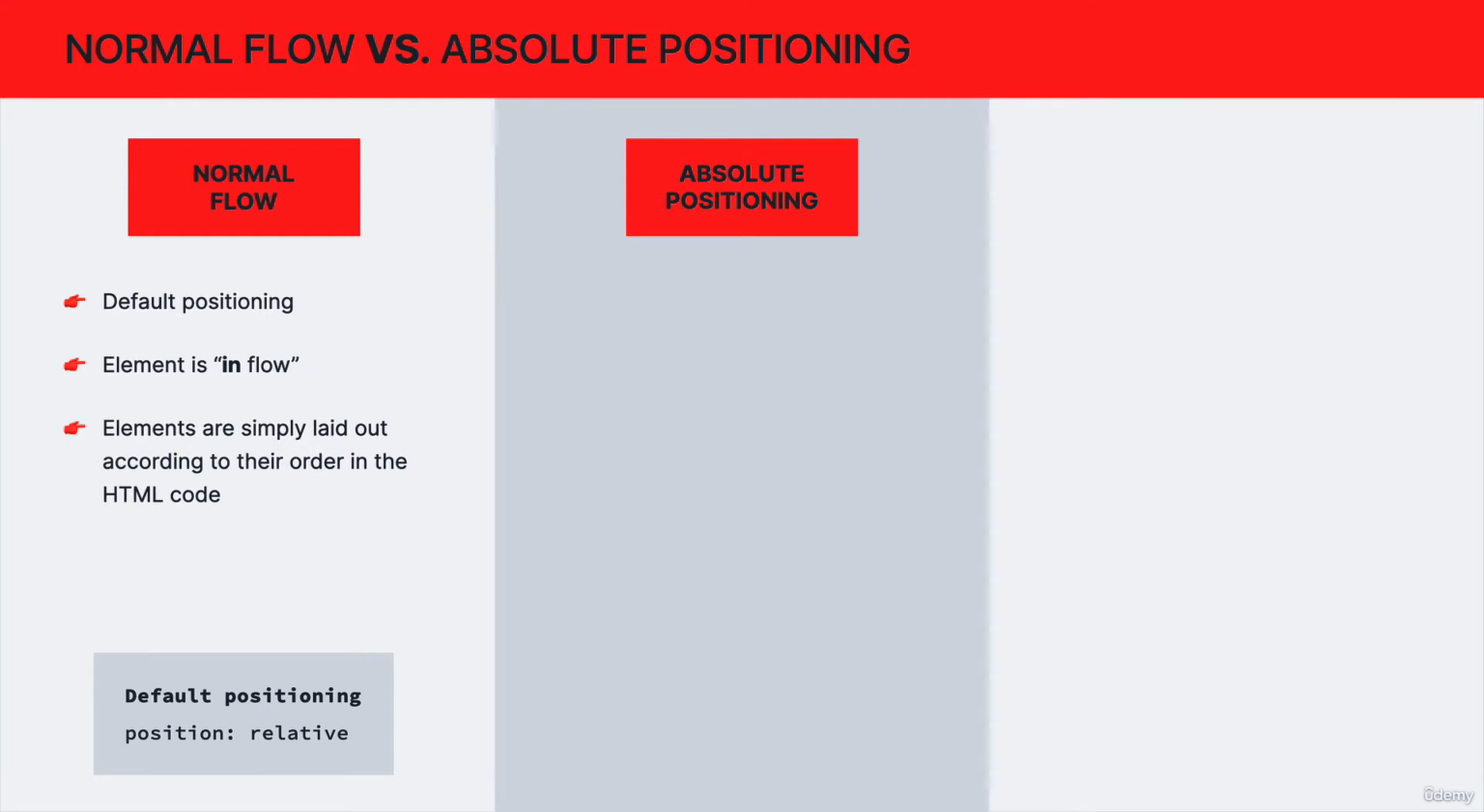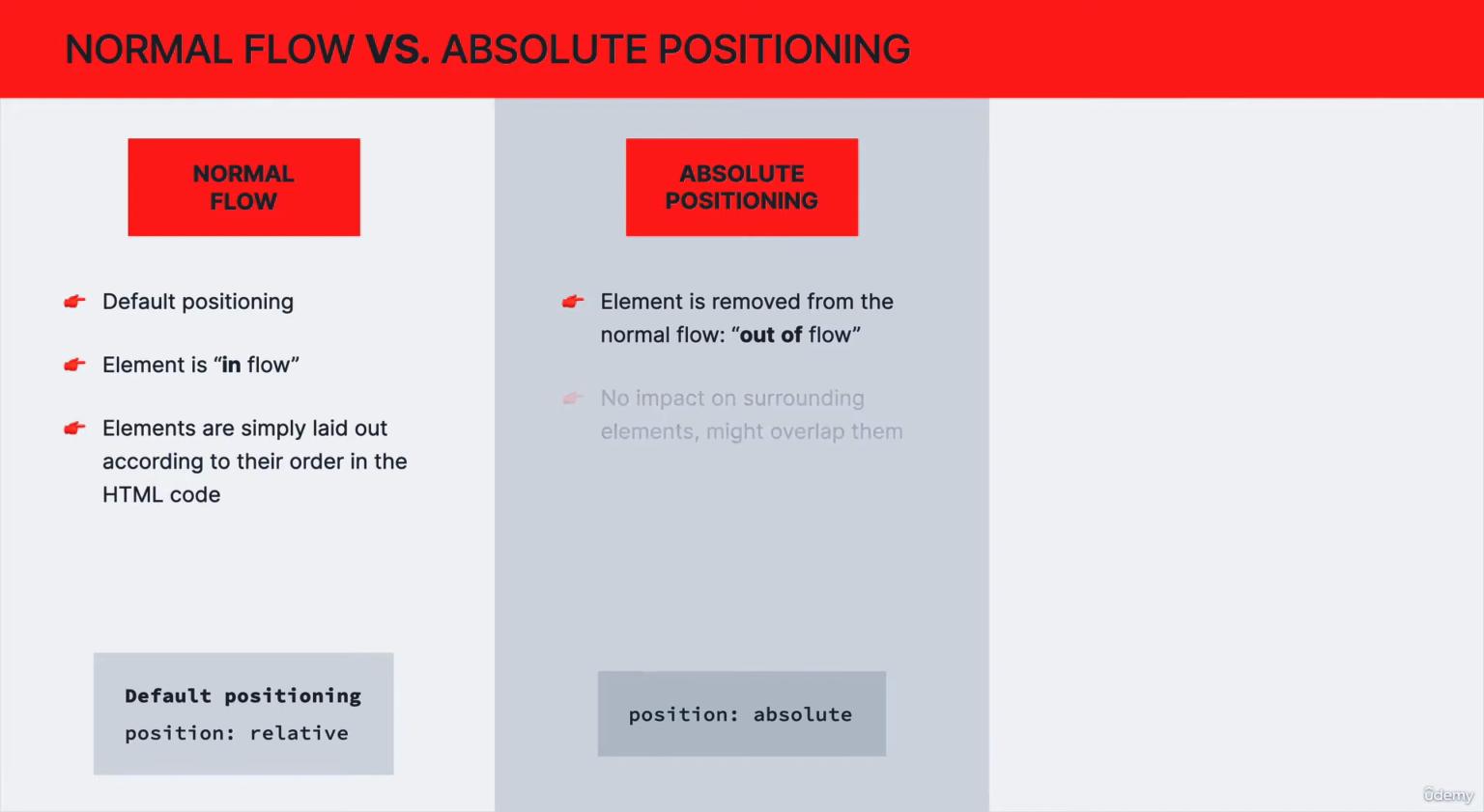Now, on the other hand, we have absolute positioning, which basically allows us to absolutely position elements anywhere on the page. We can achieve this positioning mode by setting the position property to the value of absolute. And so in this case, the element is removed from the normal flow, and we say that it is out of flow. What happens with this element is that it completely loses any impact on surrounding elements. And in fact, it might even overlap them. That's something common that happens with absolutely positioned elements.